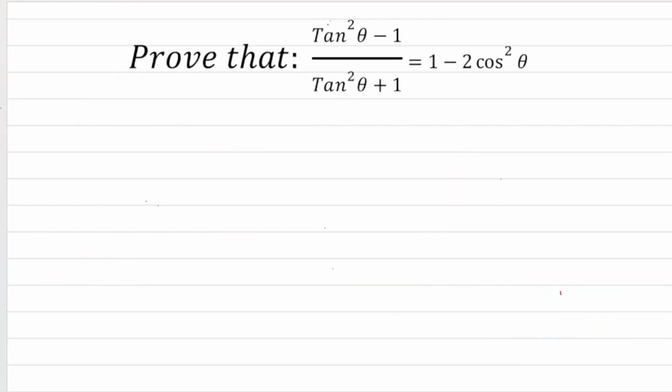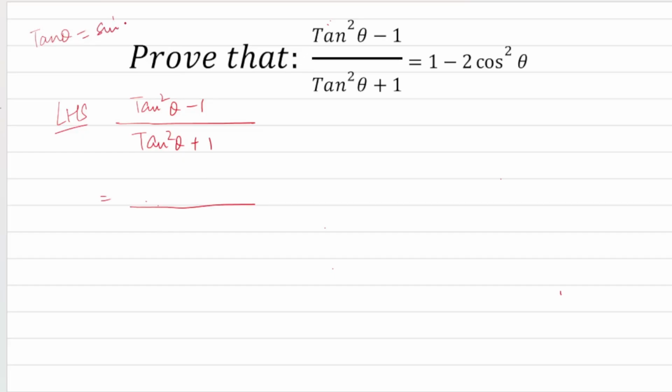The last one is prove that tan square theta minus 1 over tan square theta plus 1 equals 1 minus 2 cos square theta. So let's start from the left hand side. So I have tan square theta minus 1 over tan square theta plus 1. I know that tan theta is always equal to sine theta over cos theta. So tan square theta will be sine square theta over cos square theta plus 1.